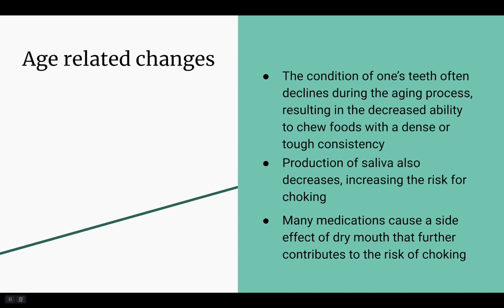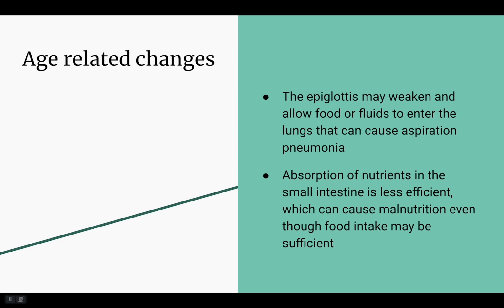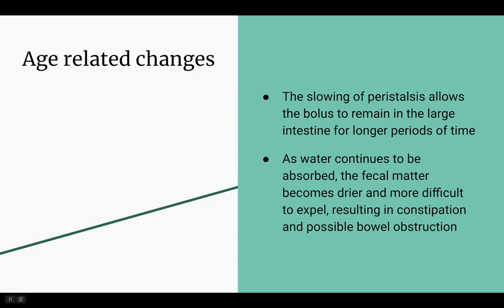Additionally, many medications cause a side effect of dry mouth that further contributes to the risk of choking. The epiglottis may weaken and allow food or fluids to enter the lungs that can cause aspiration pneumonia. Absorption of nutrients in the small intestine is less efficient, which can cause malnutrition even though food intake may be sufficient. Lastly, the slowing of peristalsis allows the bolus to remain in the large intestine for longer periods of time.